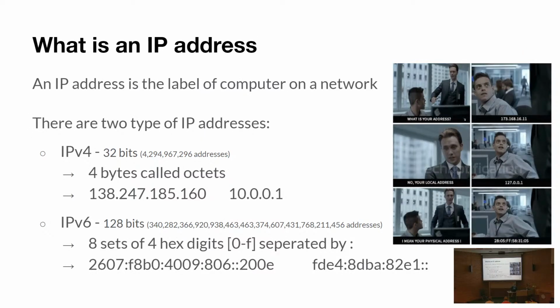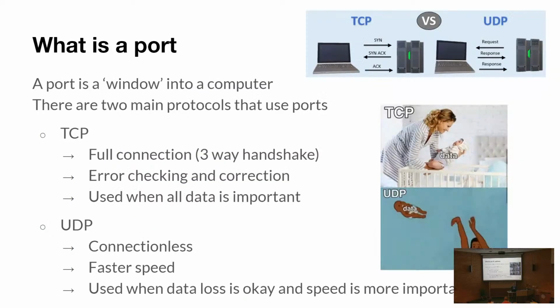An IP address, there's two different types, IPv4 and IPv6. An IPv4 address, which is the one we're mainly going to be talking about today, consists of 4 bytes called octets. Each one has a number 1 through 255 in it, and that's like the address of a computer on the network. And then there's also IPv6. We won't really be using that at all because it's confusing.